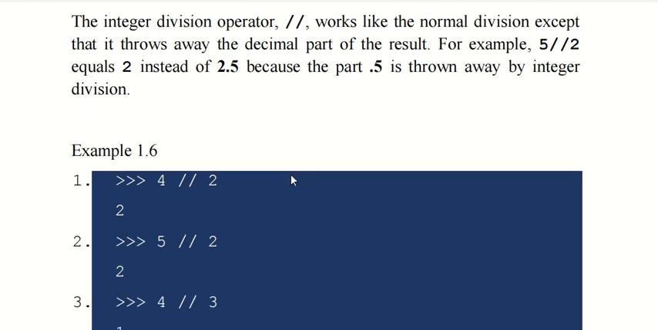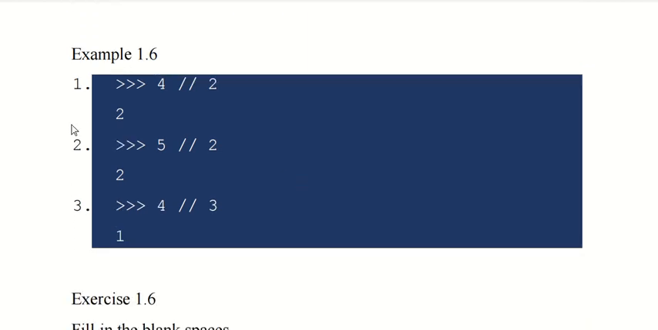Let's look at examples. Example 1: 4 integer divided by 2 is 2. 5 integer divided by 2 is still 2, not 2.5, because the 0.5 is thrown away. And 4 integer divided by 3 is 1. It throws away the remainder.